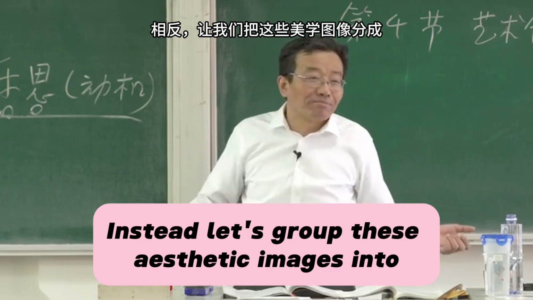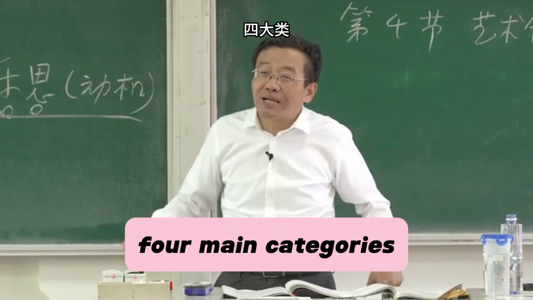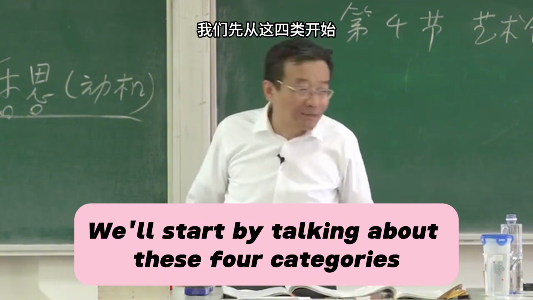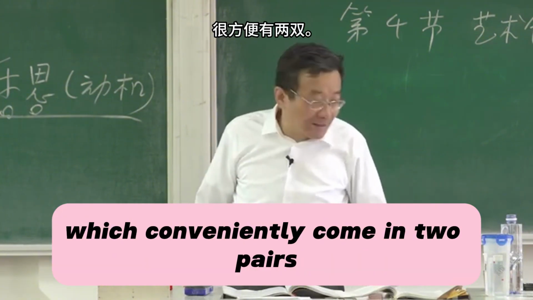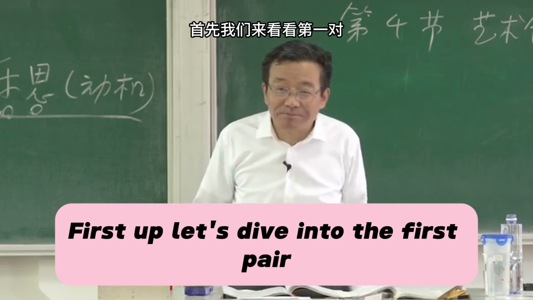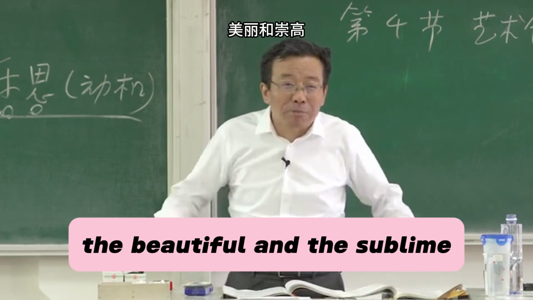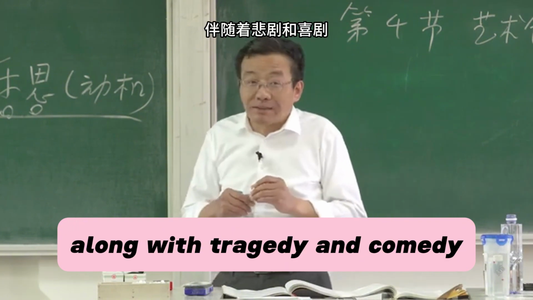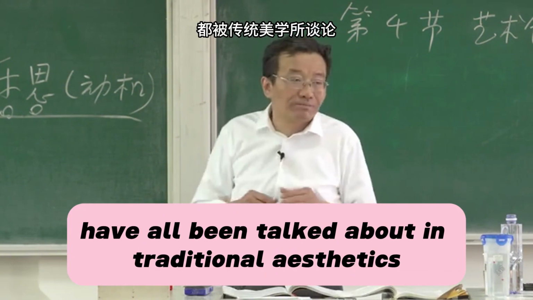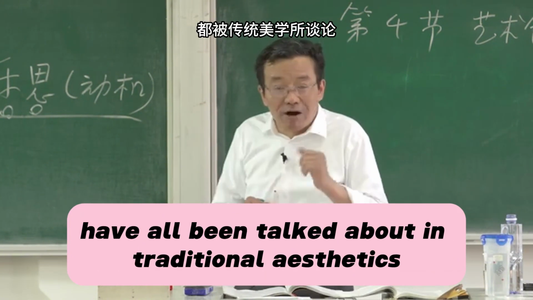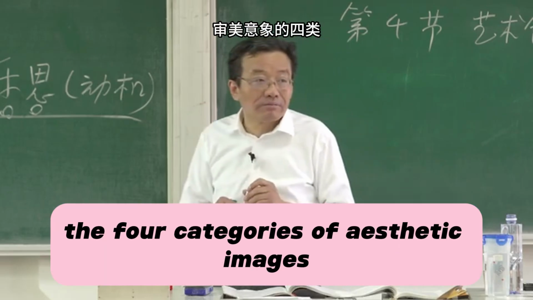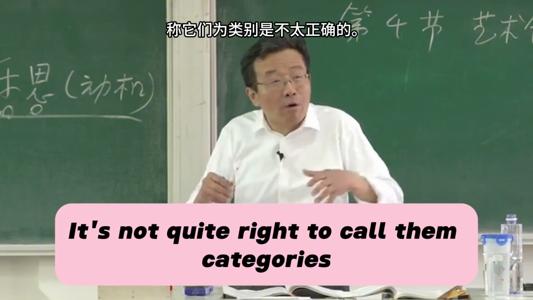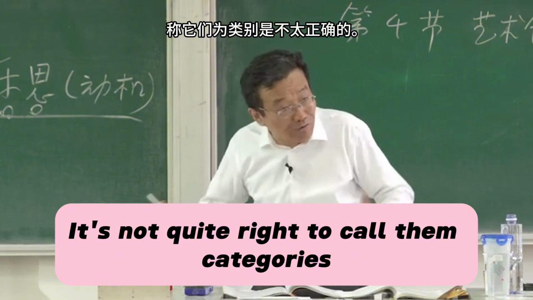Instead, let's group these aesthetic images into four main categories. We'll start by talking about these four categories, which conveniently come in two pairs. First up, let's dive into the first pair, the beautiful and the sublime. The beautiful and the sublime, along with tragedy and comedy, have all been talked about in traditional aesthetics and are known as the four categories of aesthetic images. But you know what? It's not quite right to call them categories.